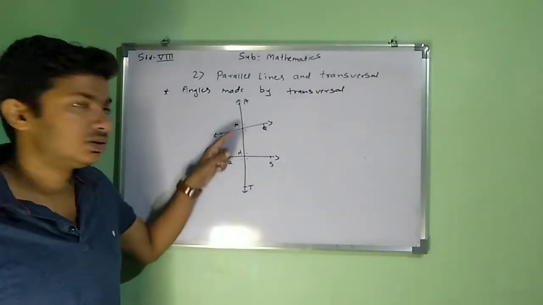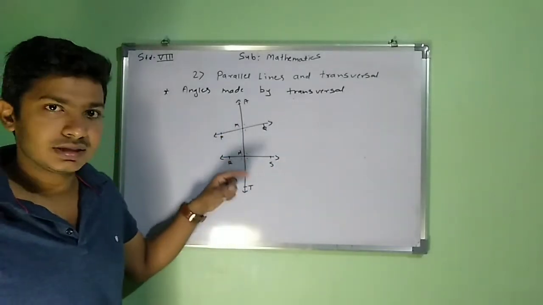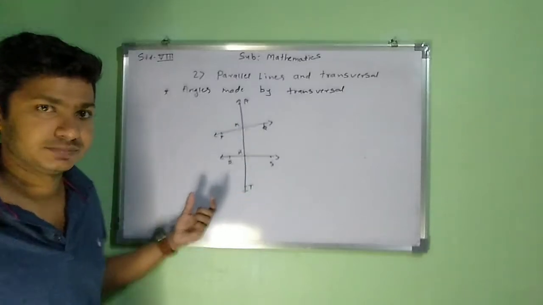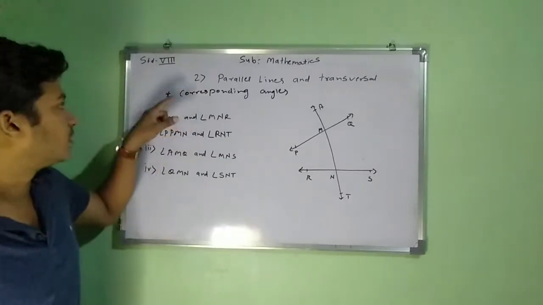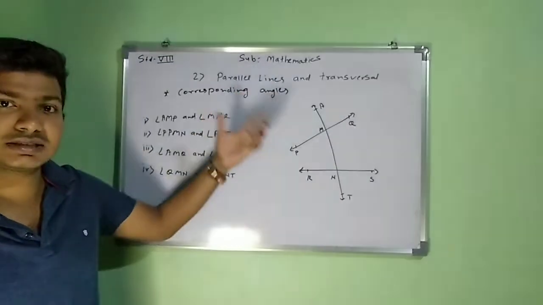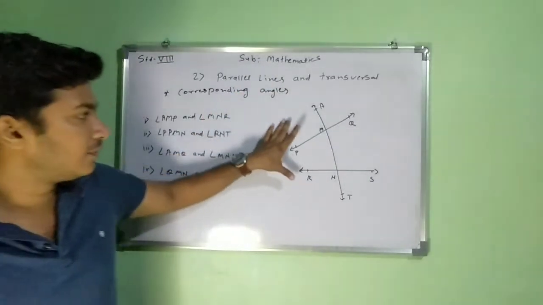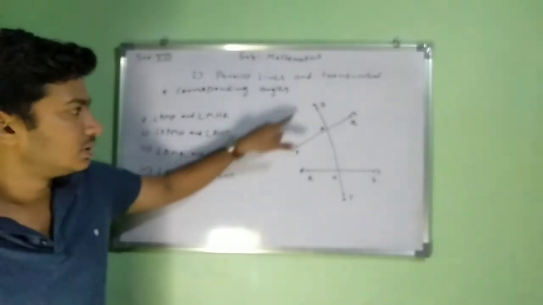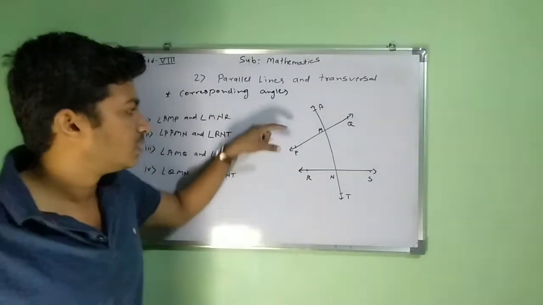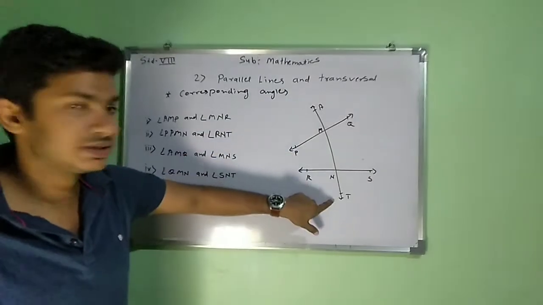Now these angles are grouped in pairs of angles. Now we will see those pairs of angles. Our first pair of angles is corresponding angles. Now what is a corresponding angle? If you carefully look at this diagram, the transversal is the same as in the previous diagram. So here we have transversal AT.